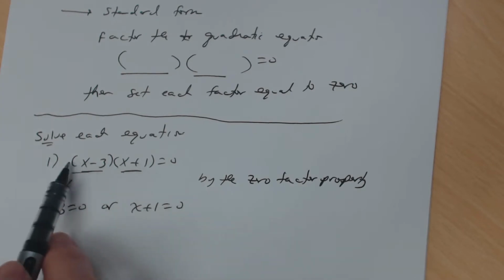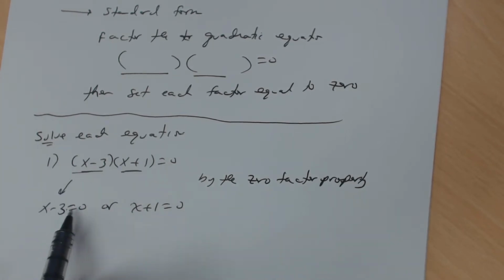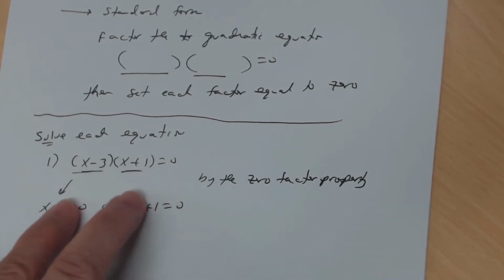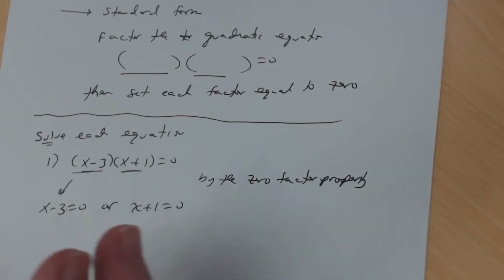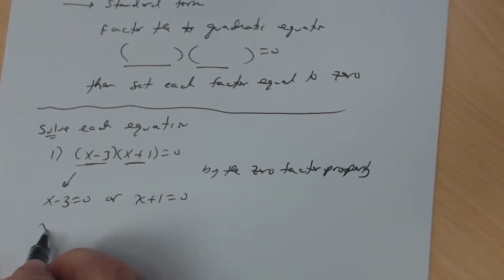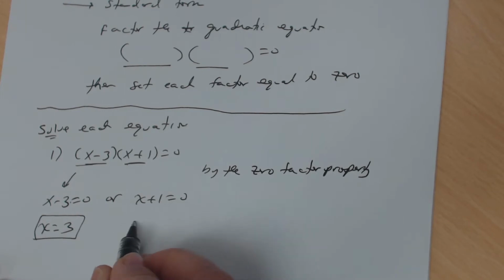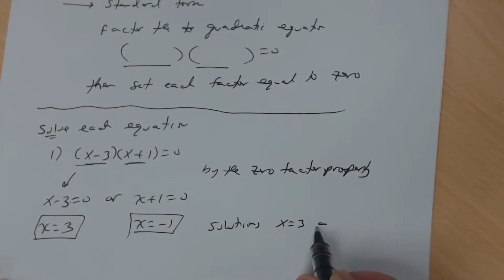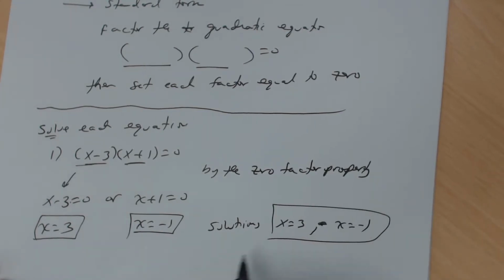And notice I went from a quadratic equation to two linear equations. I went from a quadratic equation to two linear equations, and you just solve each linear equation, and you have your answer. So x here has to equal 3, x here has to equal -1. So those are your solutions. The solutions are x equal 3, and the other one is x equal -1. Okay, those are your solutions.